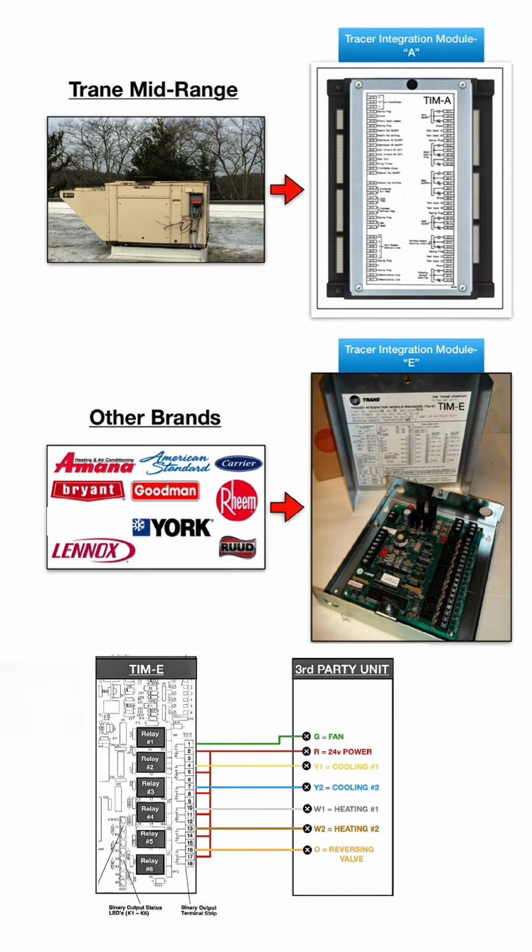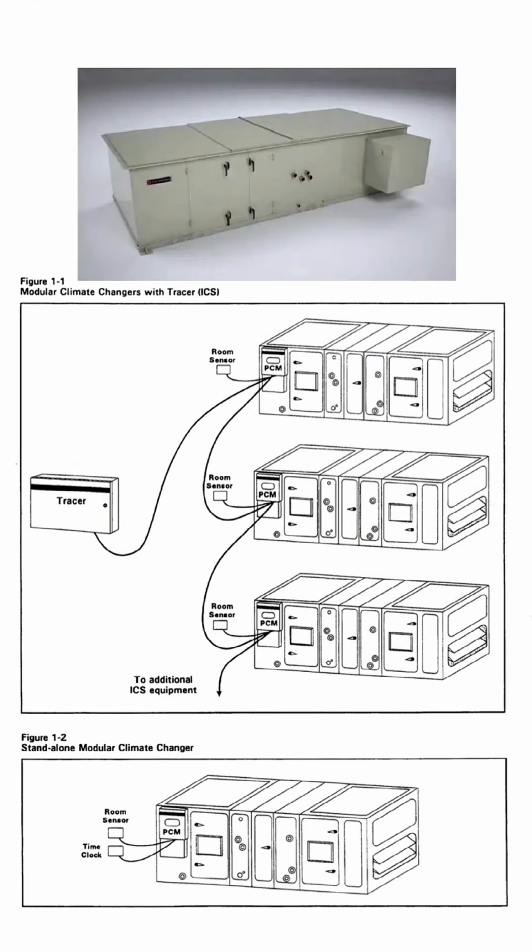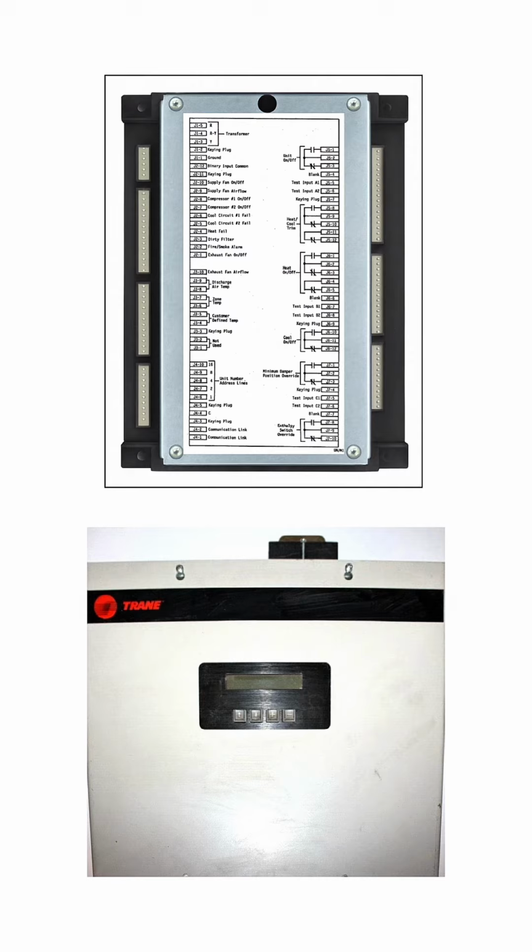Alongside the TIM, Trane developed the PCM, or Programmable Control Module, which was used for air handlers, climate changers, and generic input-output control. The PCM allowed the end user to create custom programs to control almost anything, and could be configured for a wide range of applications, making it a versatile tool in the early days of building automation. Together, the TIM and PCM represented Trane's first real push into distributed digital unitary control.